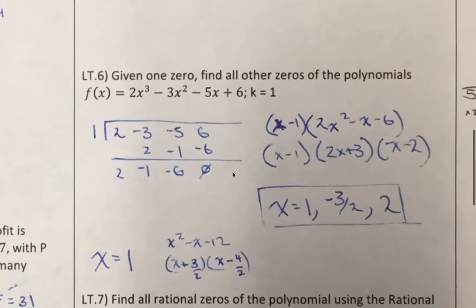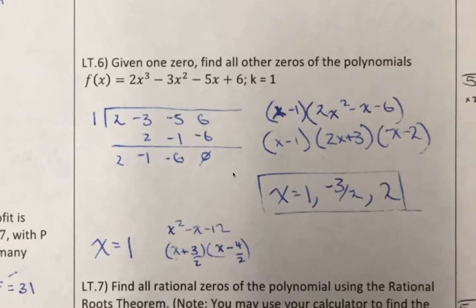All right, learning target 6, you are now using this stuff to find all the zeros, or in other words, solve or factor large polynomials. So I'm given one of my solutions, x equals 1. And so I put that here, and of course when I do this synthetic division, because it's a solution, I wind up with 0 as a remainder.